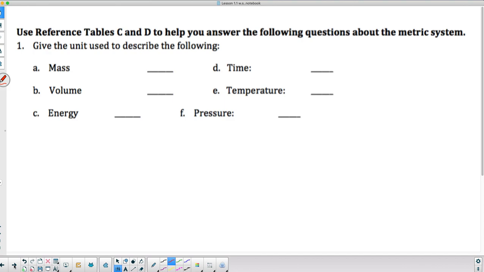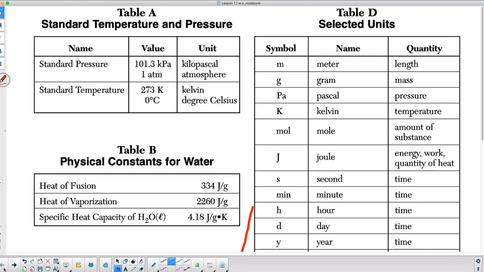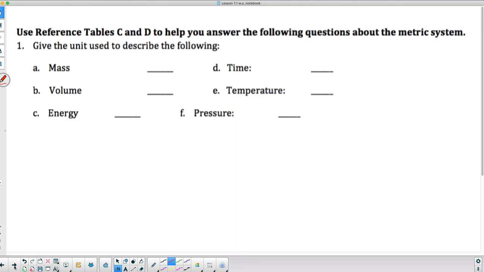First of all, the first thing you want to do is take a look at the other table. Let me go back again, and you'll see table D, selected units. All of these units are things that we measure in science, like M for meter for length, G for gram for mass, and so on. As you go down, when it says mass, you look here, and then you can put the symbol where you are. Let me show you what that means. Mass here is G, of course.